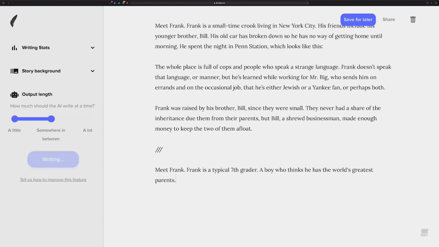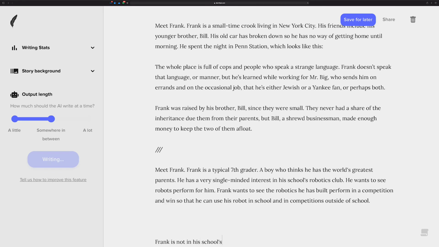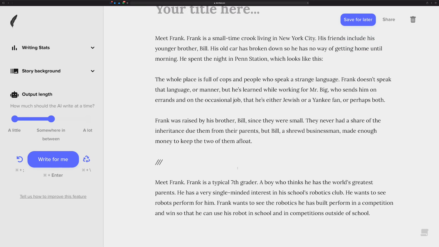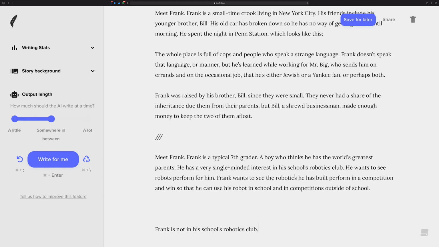But typical sense. Okay. Ooh, he has the world's greatest parents. That's awesome. Very single-minded interest in robotics club. Very smart kid. Okay, Frank wants to see the robotics he has built perform in the competition, and then after that it says Frank is not in the school's robotics club.